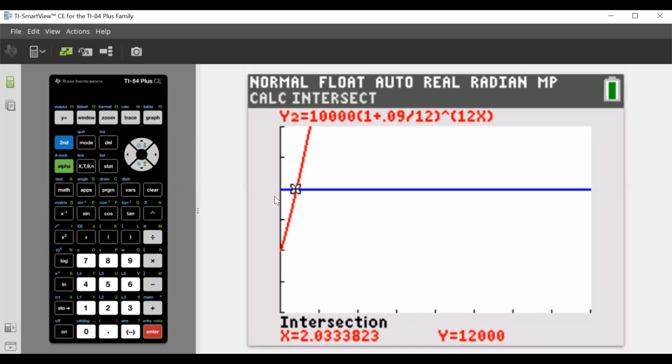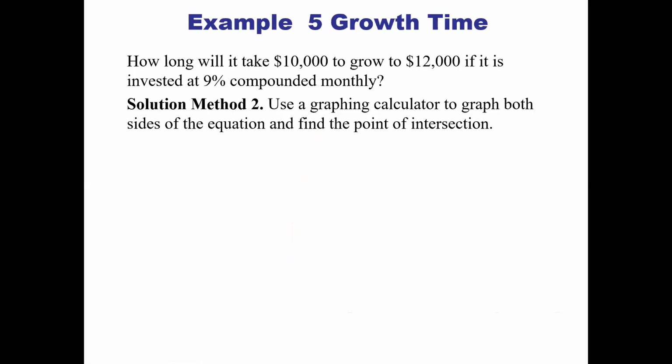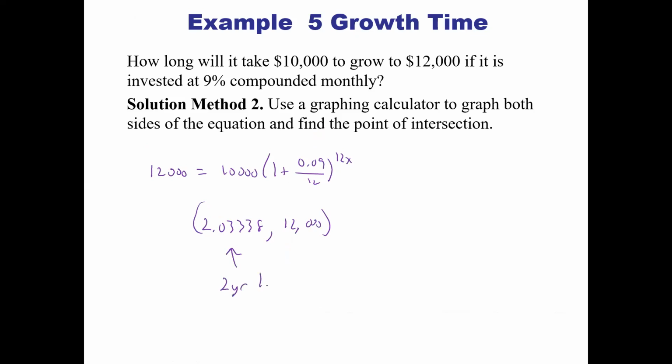And so this way, we graphed the equation again. So we graphed on the left side the 12,000. On the right side, we had 10,000 times 1 plus 0.09 over 12 times 12x. We plotted those. We got 2.03338 as the x, and the y was 12,000. And this turned out to be 2 years and 1 month. Okay, so that's how you can use the value where the intersect is to help you solve these problems.